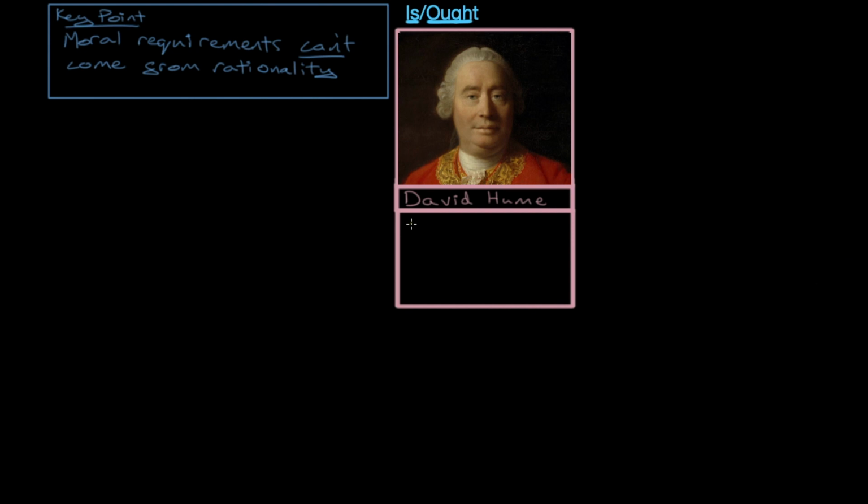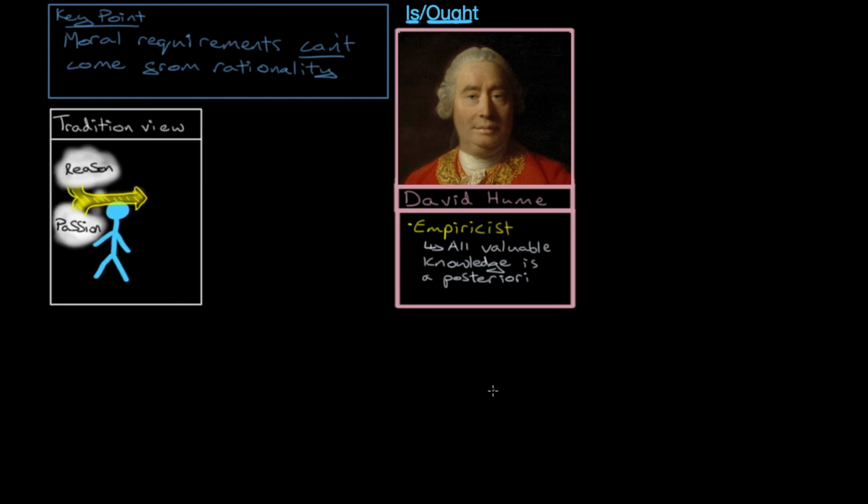Hume was an empiricist. So he was famous for thinking that all valuable knowledge is a posteriori. Do you remember what a posteriori means? It means through the senses. Now, he thought that reason plays a really important role in establishing truth and falsehood, but it doesn't play an important role in motivating you. So he's combating what he calls the customary view or the traditional view.